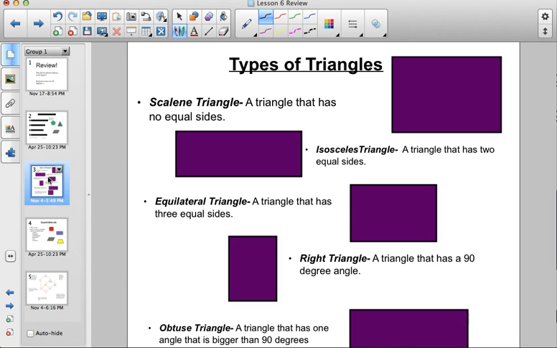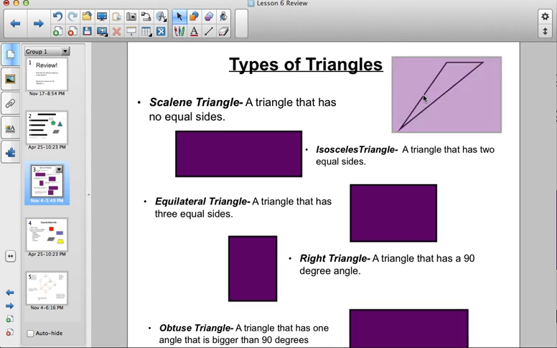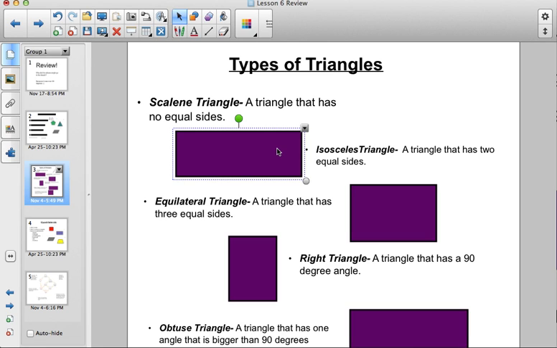To begin, we have our scalene triangle, and it is a triangle that has no equal sides. So if you could take a minute and draw a scalene triangle on your whiteboard. Okay, most of you should have that now. Again, none of the sides should be equal. So here you can see we have a really short side and then 2 longer sides, but the longer sides are not equal. So next we have an isosceles triangle, and that is a triangle that has 2 equal sides.